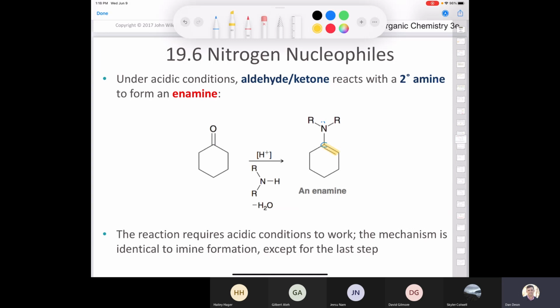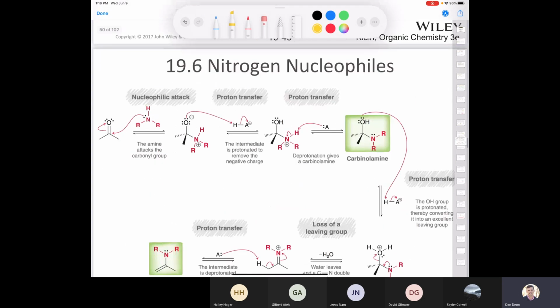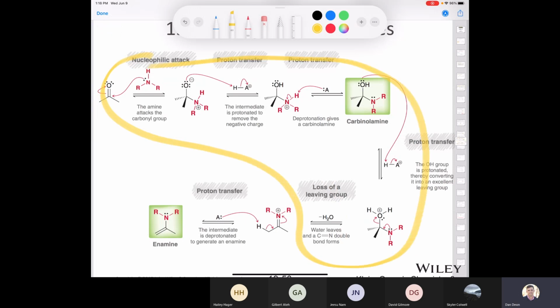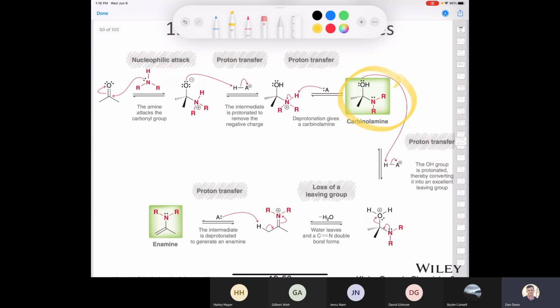Now, if you understood the mechanism of the formation of an imine that I just went over in quite a bit of detail, the good news is that all the first steps, all of this, is the same as the formation of an imine. So if you understood nucleophilic attack and 2 proton transfers, you form the carbinolamine. Now, instead of a hydrogen here, you have a second R group. Then you do a proton transfer, you lose water.